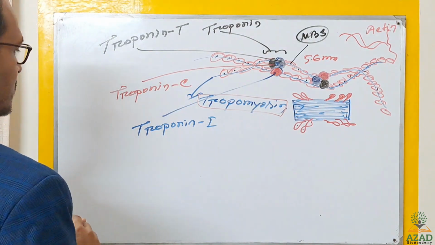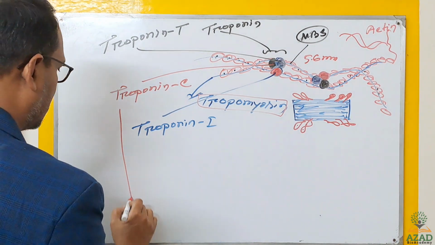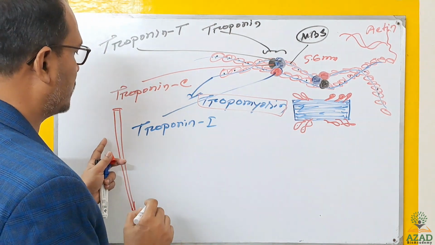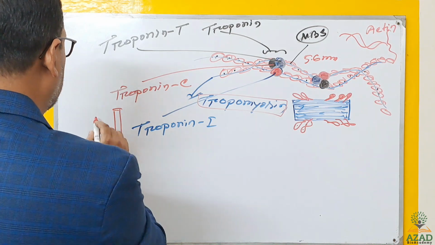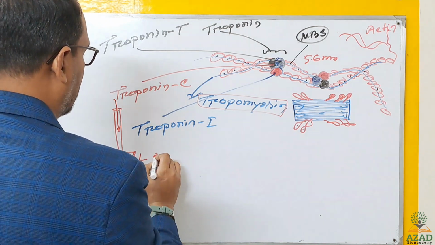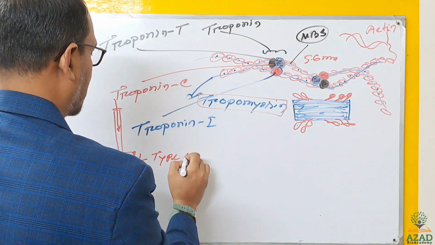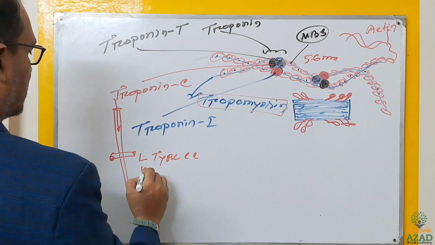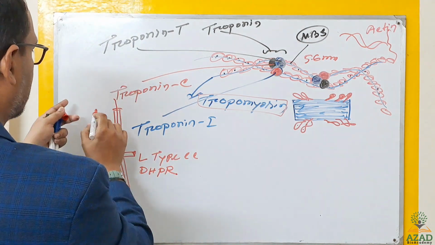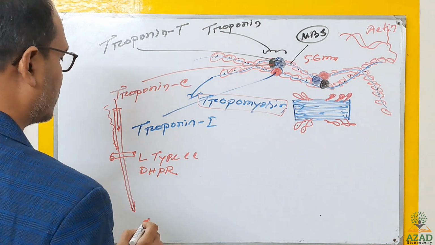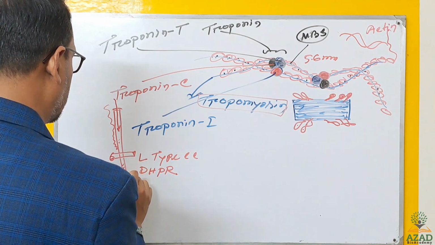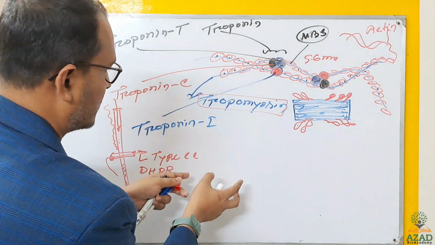Firstly, I will try to explain, if you think this is your cardiac muscle cell, and through this the action potential, you can think this is the T-tubule, and here calcium channels are there. You know the L-type calcium channel, also called the dihydropyridine receptor. Okay, when the action potential reaches the T-tubule, the calcium channel will open, and some calcium within the T-tubule will enter inside the cardiac cell.